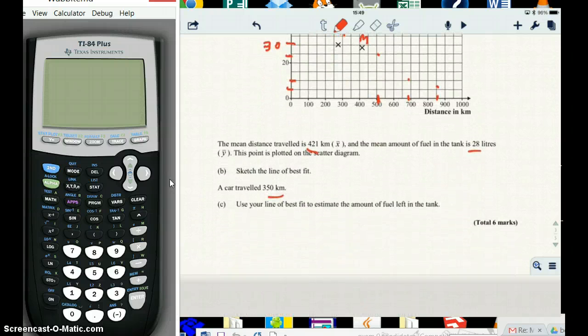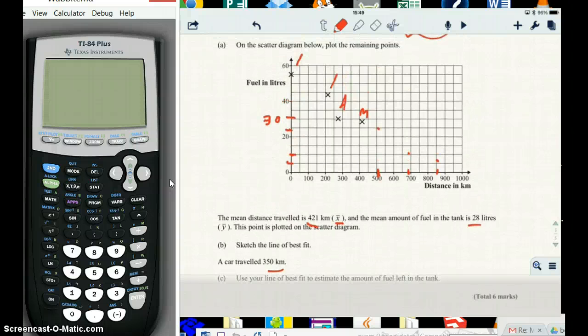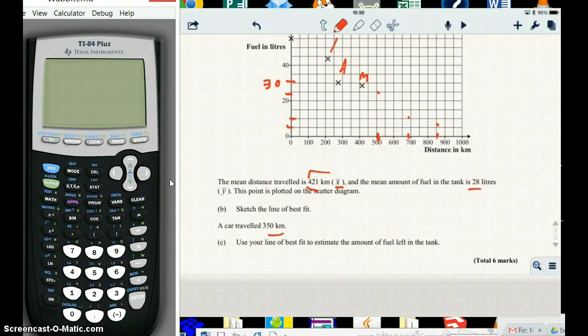The mean distance traveled is 421, so x bar is 421, and the mean amount of fuel in the tank is 28 liters, y bar. So whenever you plot a best fit line, the point that the best fit line is going to go through is not necessarily any of the data points. The point that the best fit line is going to go through is the mean of all the data. And the mean of all the data they give you here, it's 421, 28. And they already graphed that. It's here. It's 421, 28, and this is the mean point right there.